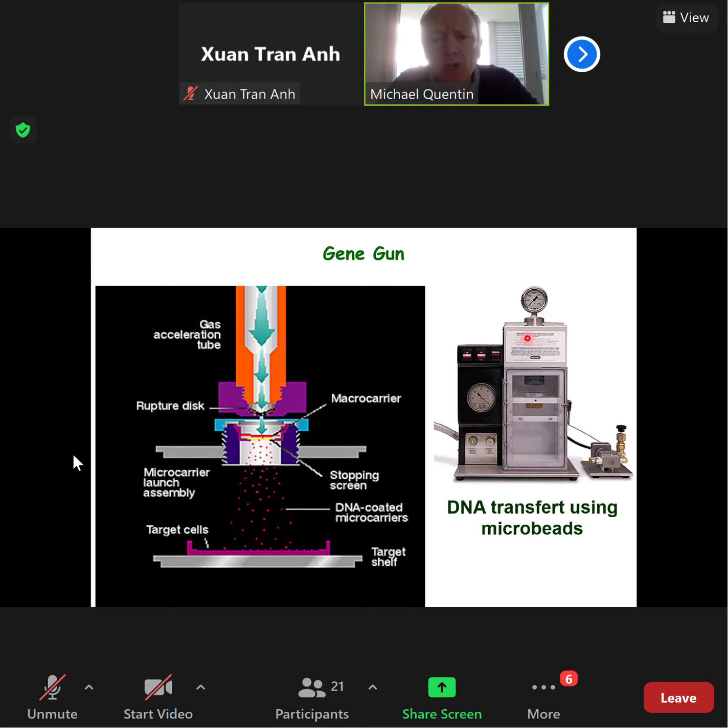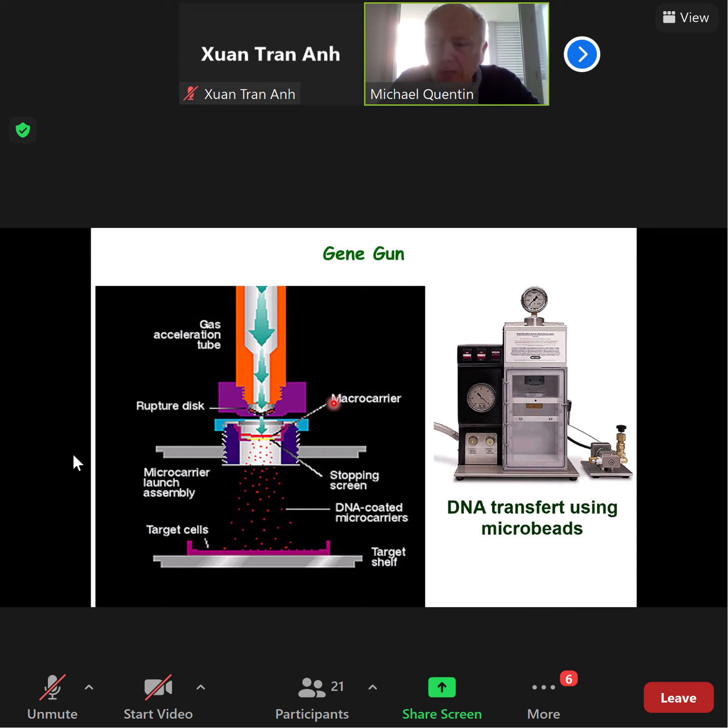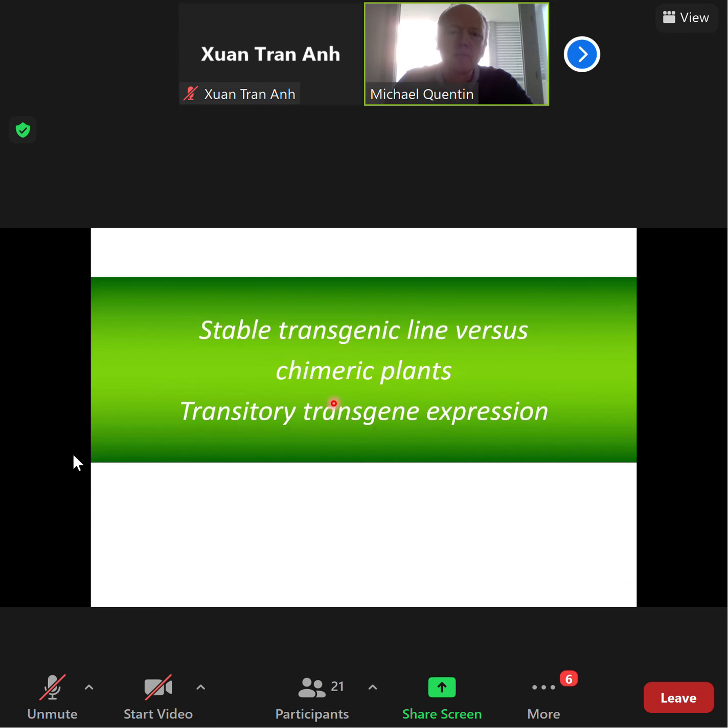So the use of protoplasts, the use of biolistics, is really specific to only some plant species. But these are methods that have been used, and it's interesting to know them. Okay?